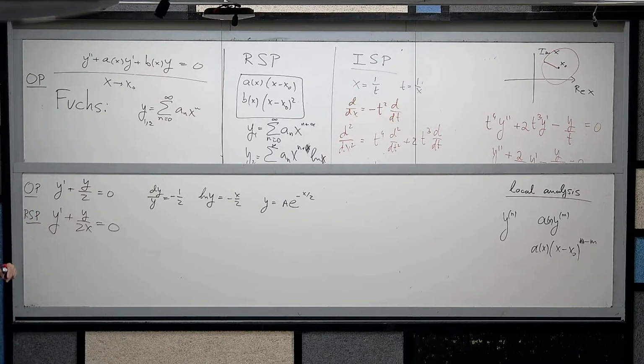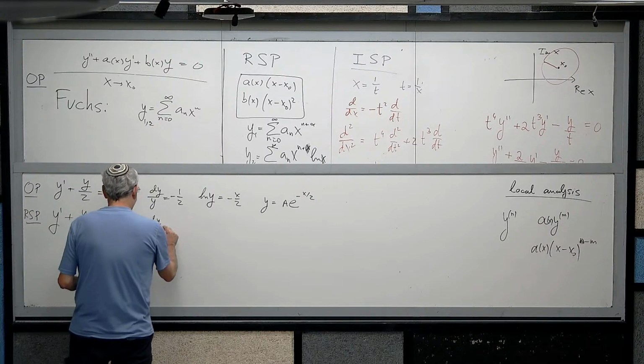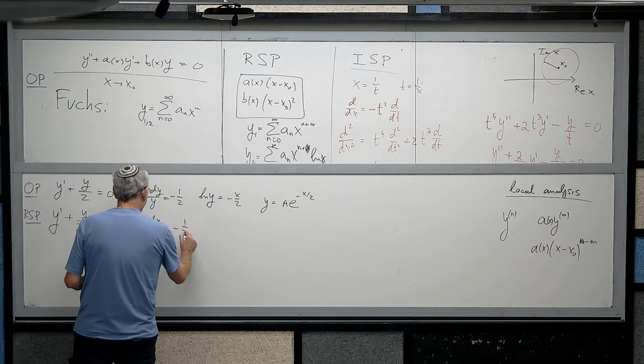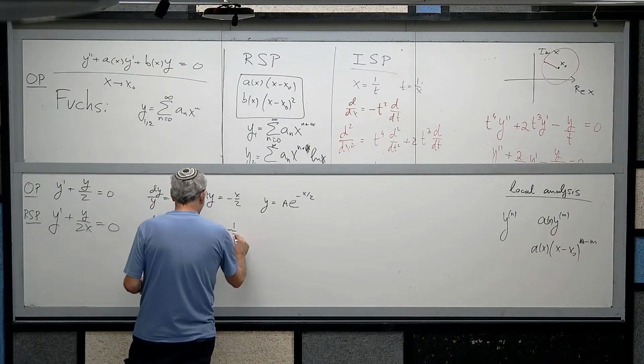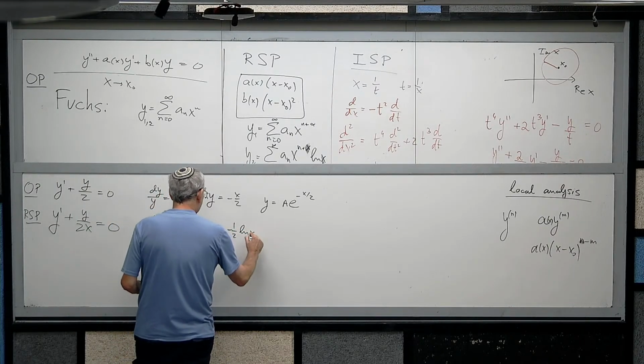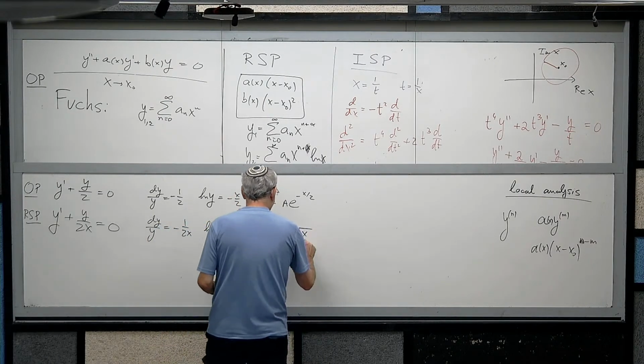This is an example of a regular singular point. Of course, I don't need to have a Frobenius series here because I can solve it immediately. You see that this implies that dy over y is minus 1 over 2x, which implies that ln y is minus 1 over 2 ln x, which implies that y is a times the square root of x.